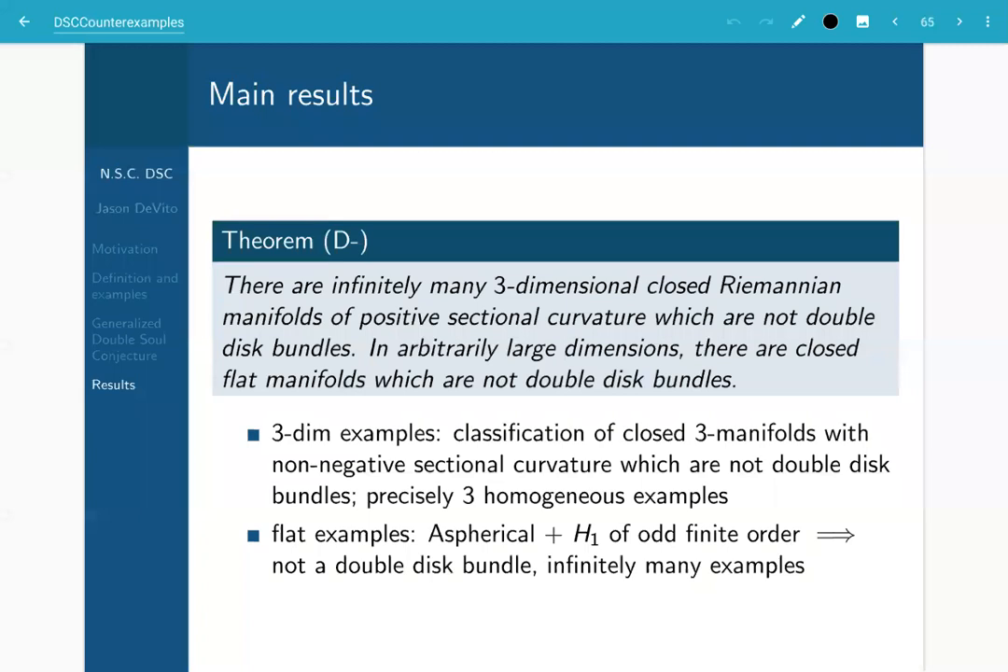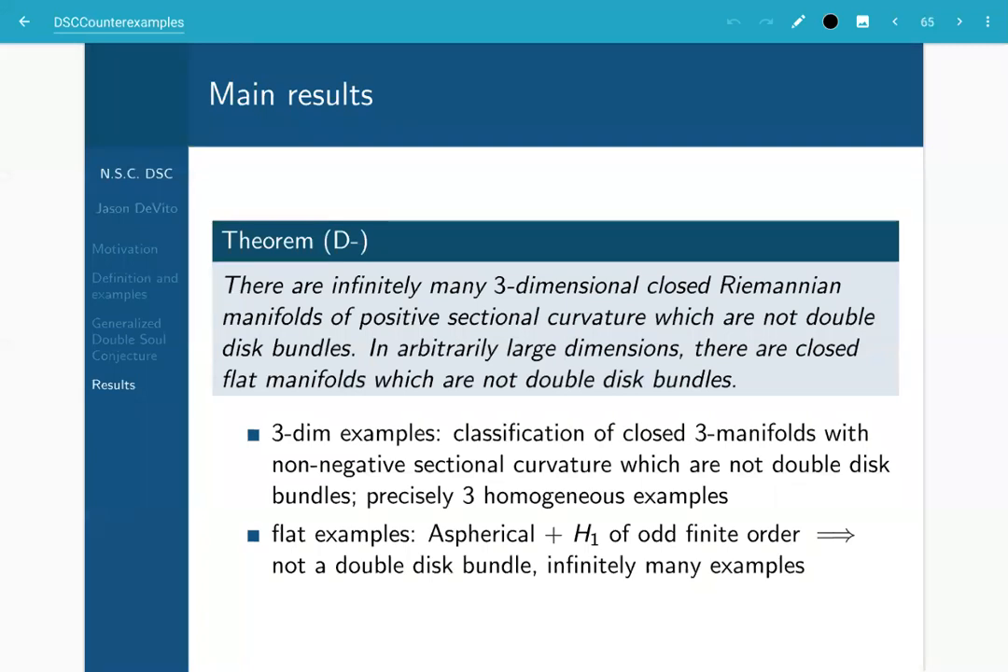So if you have an aspherical manifold and the first homology group is of odd finite order, then I was able to prove that that's an obstruction to admitting a double disk bundle structure. And okay, so you have this obstruction, great, but until you get examples that realize this obstruction, you don't have your examples for the theorem. And so there's another step where we actually have to construct flat manifolds that have H1 of odd finite order.